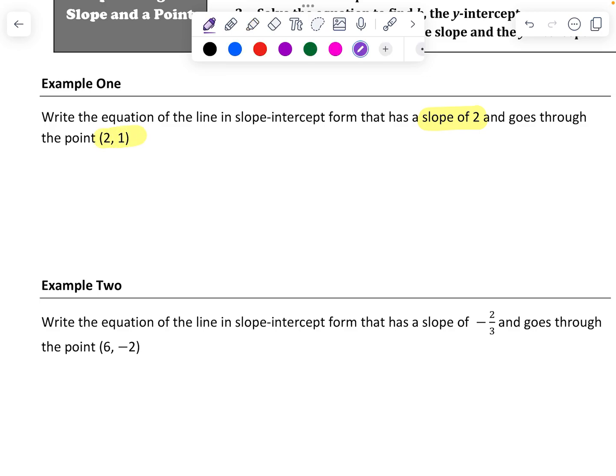So the first thing I like to do on my paper is I identify my m, my x, and my y. So we know slope is m, and then in our ordered pair, the x comes first, the y comes second. So as of right now, without doing any of the work, I can set up my answer: y equals my slope, which we know is 2, 2x plus, and then I'm going to put a space. We need to find out what is that y-intercept.